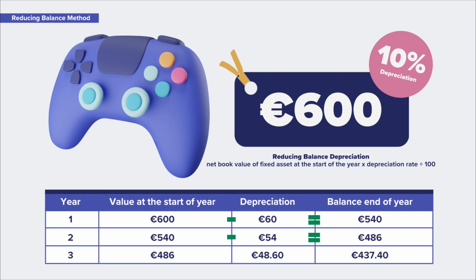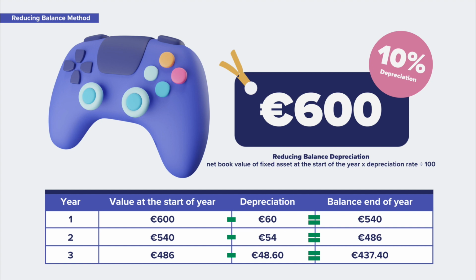Now in year three, we're starting the year with €486, which was our end of year balance for year two. We subtract our depreciation amount of €48.60, which leaves us with a balance at the end of year three of €437.40. And that's how you calculate depreciation using the reducing balance method.